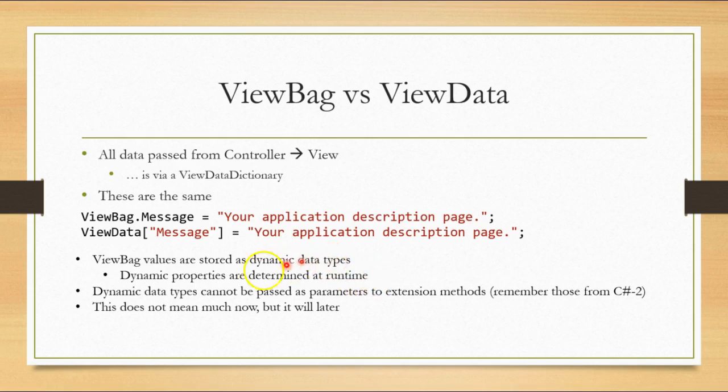This doesn't mean anything to us now, but dynamic data types cannot be passed as parameters to extension methods. You remember from C# 2, we had extension methods. Notice how these things come back to haunt us? For now, this does not really mean much, but later on, we'll dig more into that.